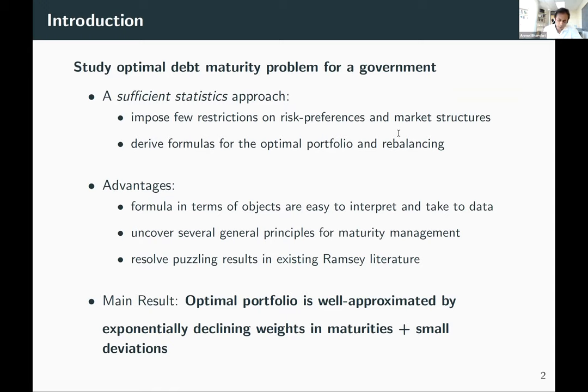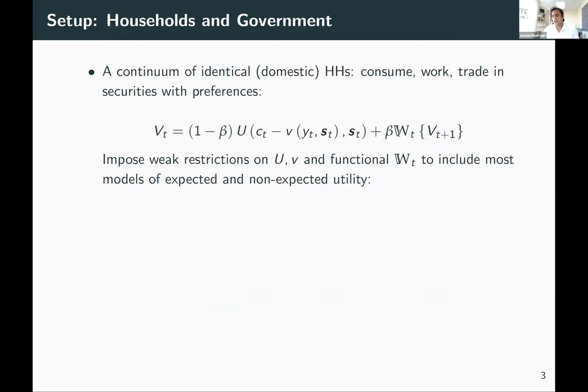The main finding is that the optimal portfolio is well approximated by exponentially declining weights in maturities, plus or minus some deviations from this prescription. So the structure of the talk is: I'll first lay out the theory and work through several special cases where I explain why we get what we get, and then I'll do a quantitative application with the US data. All right, so let me start with the environment, and I'll introduce features which are critical, and a lot of stuff will be unmodeled in the sense that our results are general to those features.